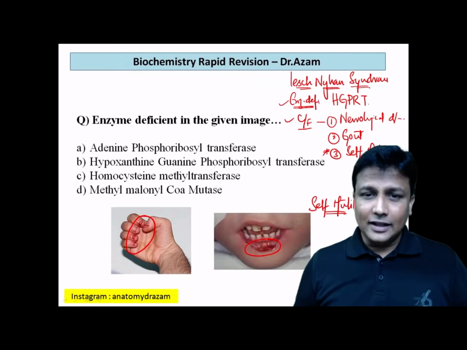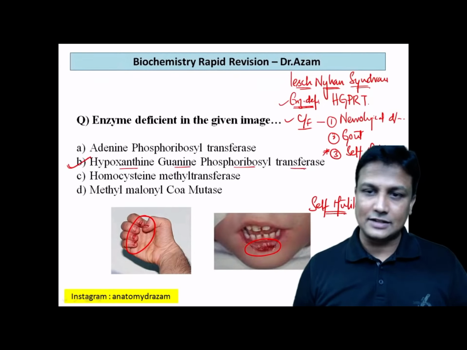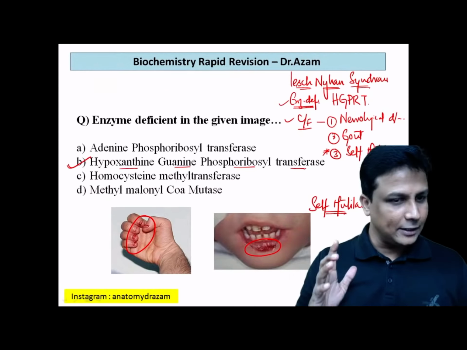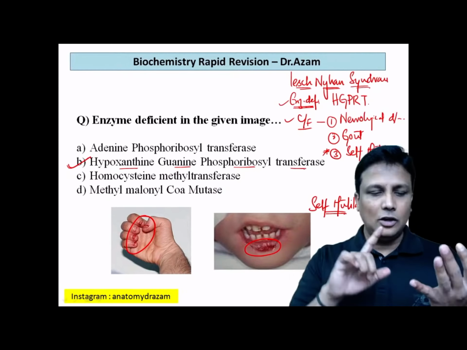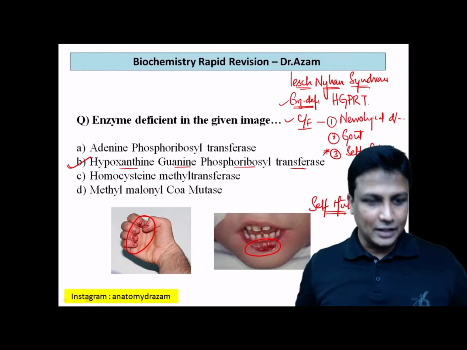So in the given image, what is the enzyme deficient? It is HGPRT, hypoxanthine guanine phosphoribosyl transferase. So for you people, all the image-based questions as well as clinical questions I'm trying to include here, guys. Try to remember that. Okay. Thank you, Dr. Ankit. चलिए अब आगे बढ़ते हैं, sir.